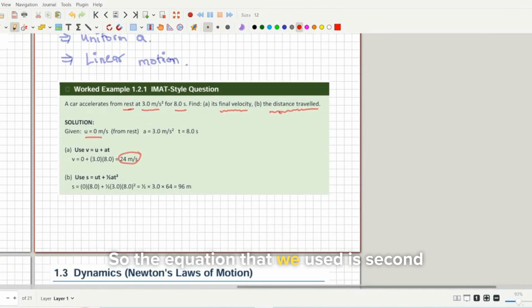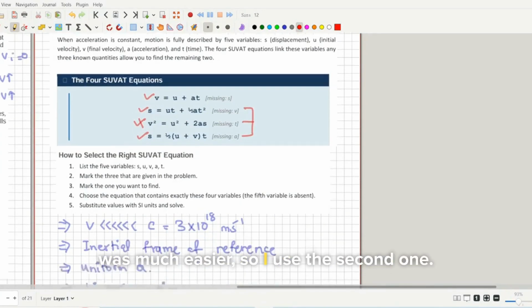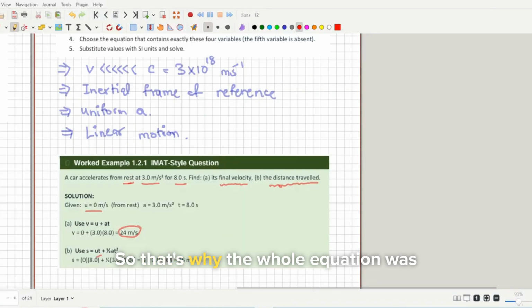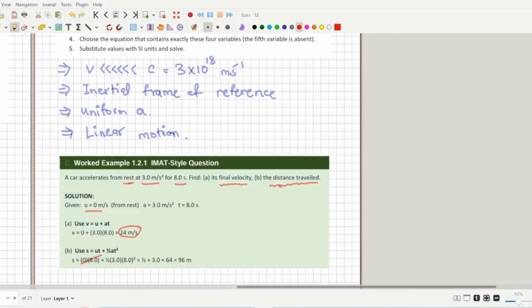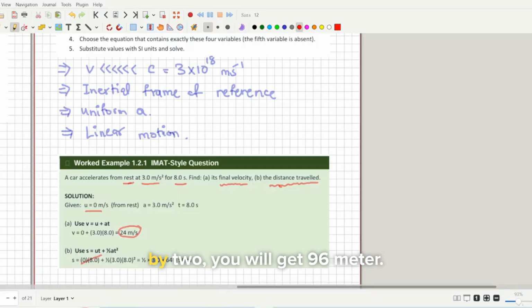The equation that we used is the second because I thought that maybe the second might be easier. You can use any of these equations, you will get the same answer. The initial velocity was 0, so that part of the equation vanishes. What about acceleration? Acceleration is 3, the time is 8. We have 8 squared multiplied by 3 divided by 2, and you will get 96 meter.